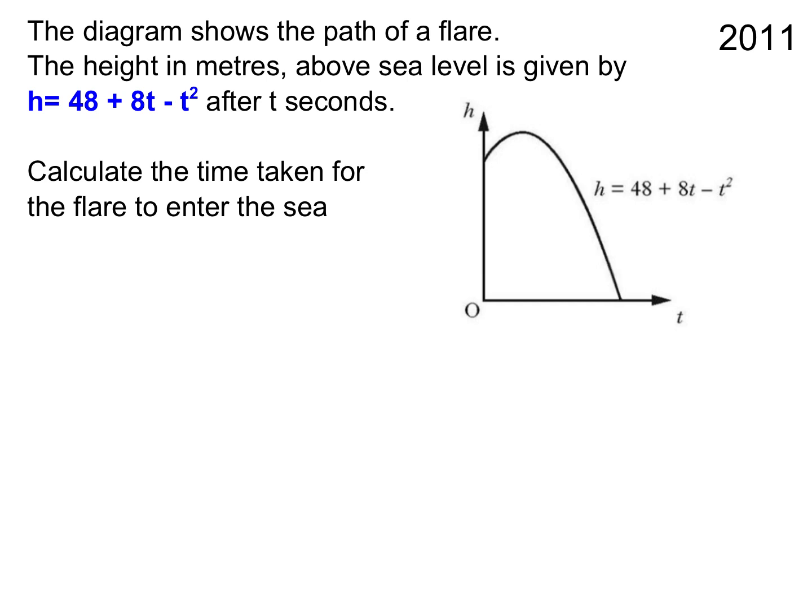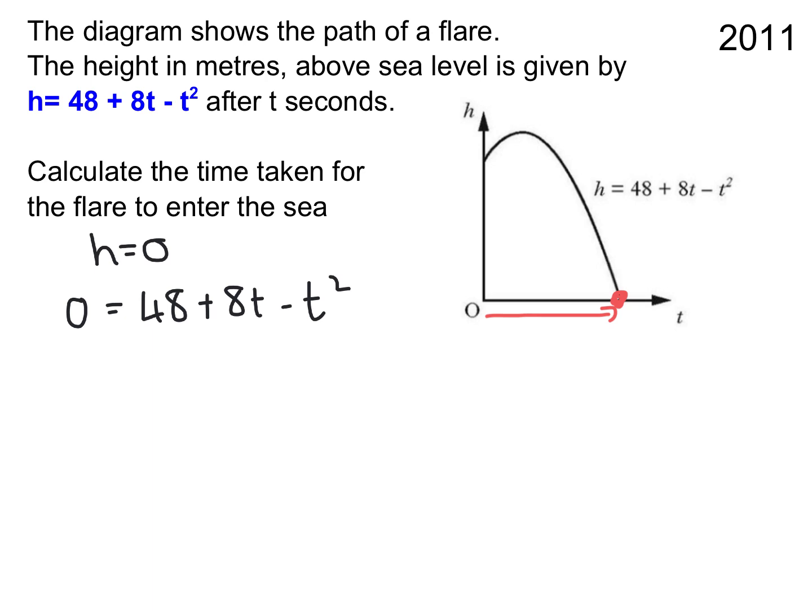It says part A, calculate the time. There's no part A, it's just the whole question. Calculate the time taken for the flare to enter the sea. So the time taken is how far it is from 0 to here, which is your root. So we need to find our root again. Roots are when you put your y coordinate equal to 0, or in this case, your height is 0. So we are replacing h with 0. So we have 0 equals 48 plus 8t minus t squared.